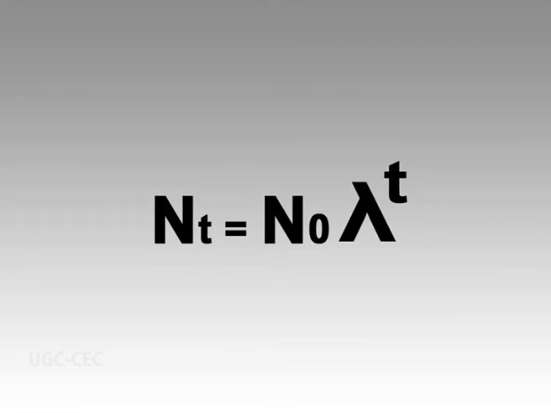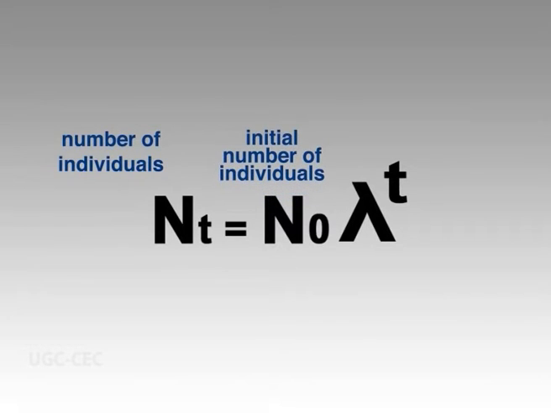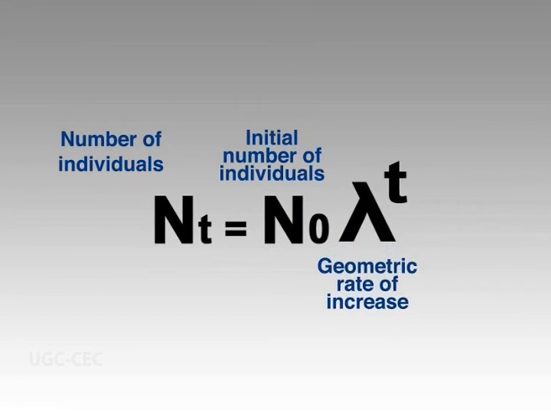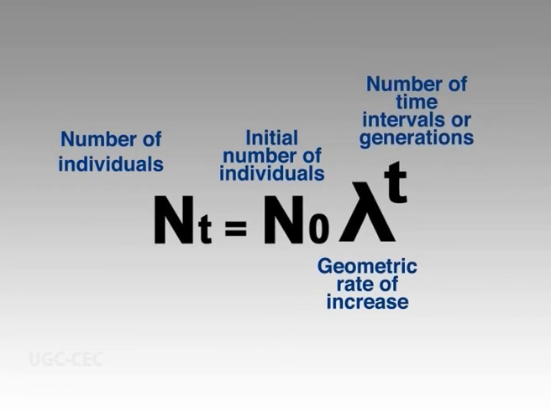In general, the size of a population growing geometrically at any time, which is denoted by t, can be modeled as Nt = N0 λ^t. In this model, Nt is the number of individuals at time t, N0 is the initial number of individuals, λ is the geometric rate of increase, and t is the number of time intervals or the generations.